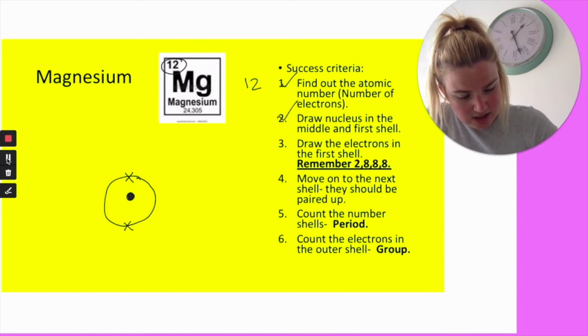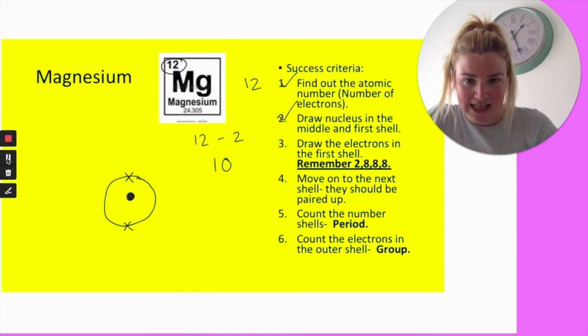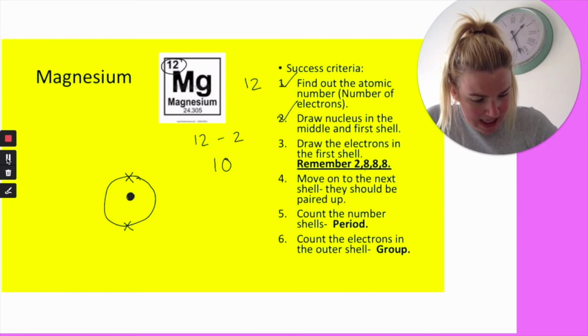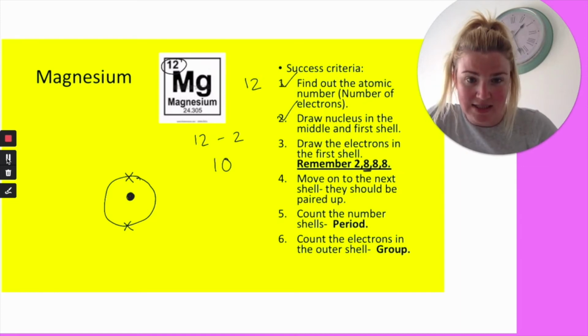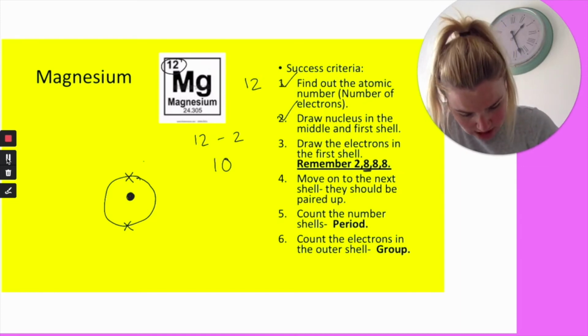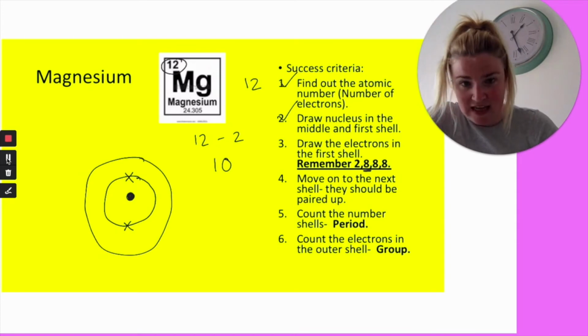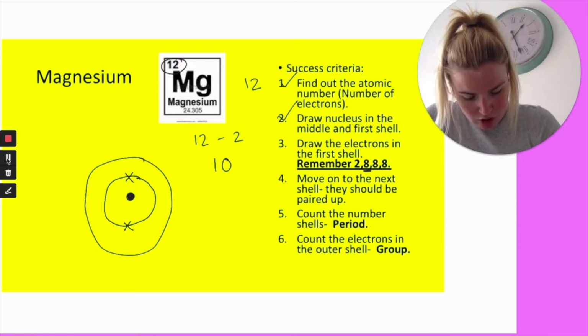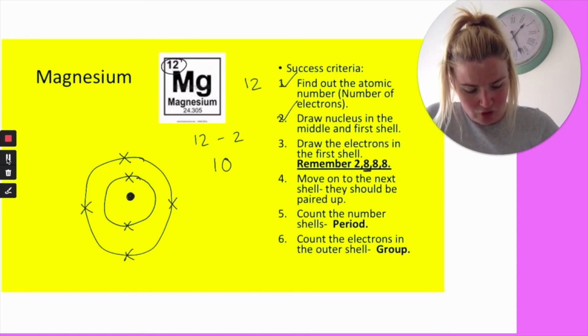Next thing I then need to do is do 12, take away 2. I've got 10 left, okay? How many can go in my next shell? Only 8 can go in my next shell. So I draw another shell and I fit the 8 in. Remember, we're thinking about a clock. Do not pair them up until they need to be. So 12, 3, 6, 9. That's only 4. We know 8 can fit in this shell, so go around again.